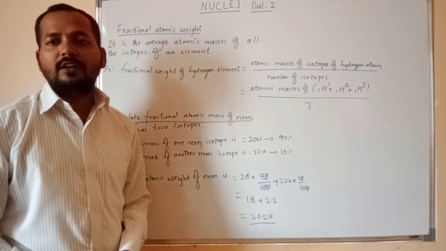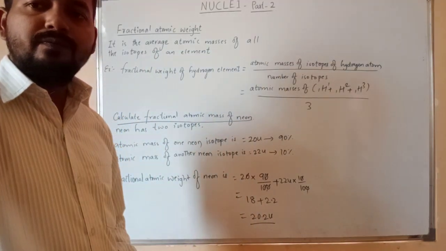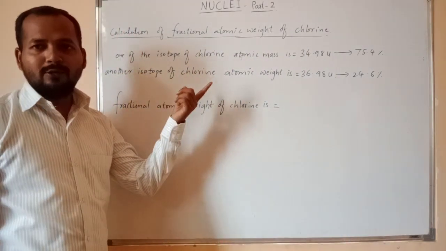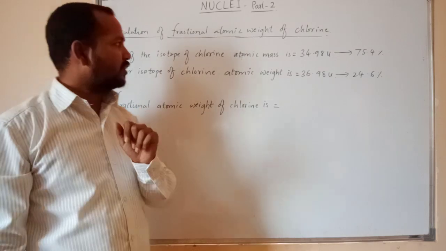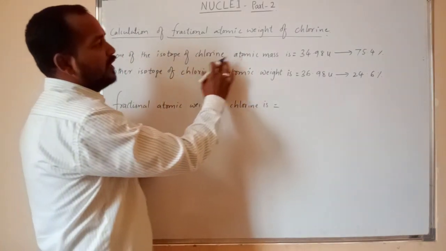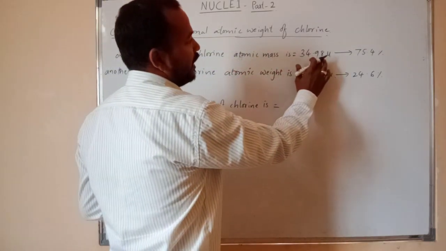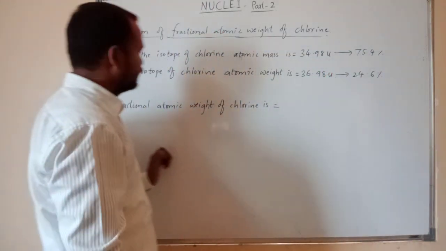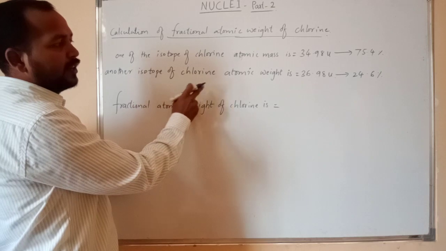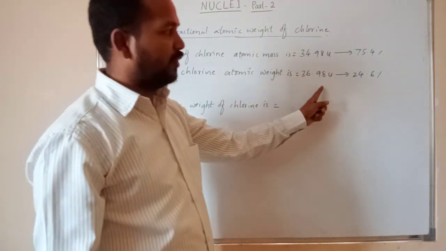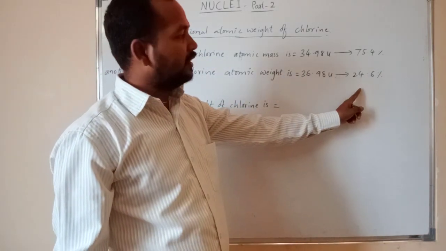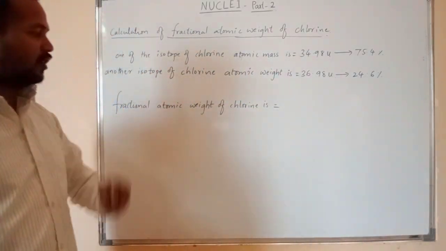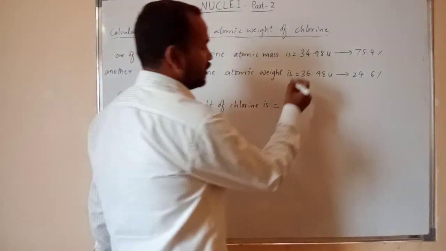Similarly, we can calculate it for chlorine also. Similar to neon, we can calculate it for chlorine. Chlorine has 2 isotopes. One isotope of chlorine has an atomic mass of 34.98 units, which is available at 75.4%. Similarly, another isotope of chlorine has atomic weight 36.98 units, which is available at 24.6%. Then if you calculate its fractional atomic weight, what do you get?